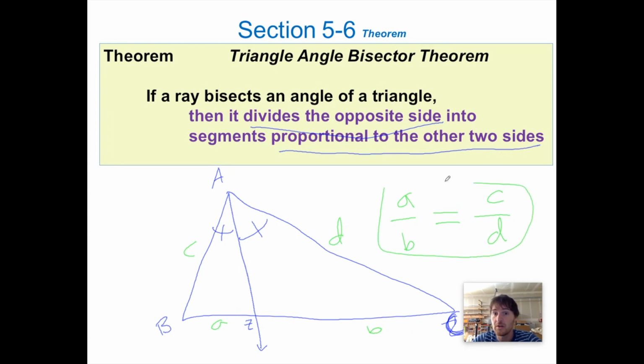This is sort of the literal type thing here. Opposite side, that part over that part equals the ratio of the other two sides of the triangle when we have that angle bisector introduced here. But here's the other ways that you might see this, okay?